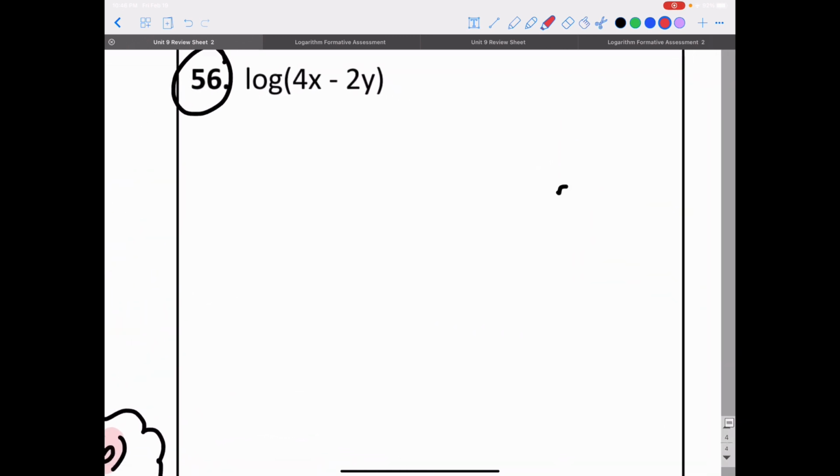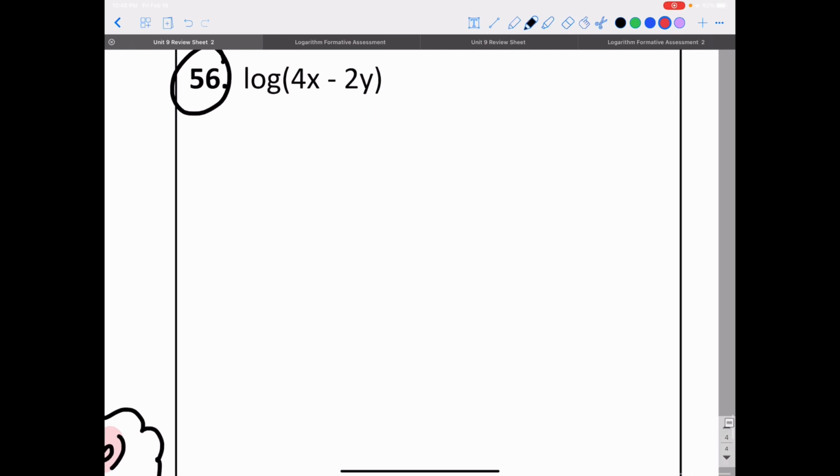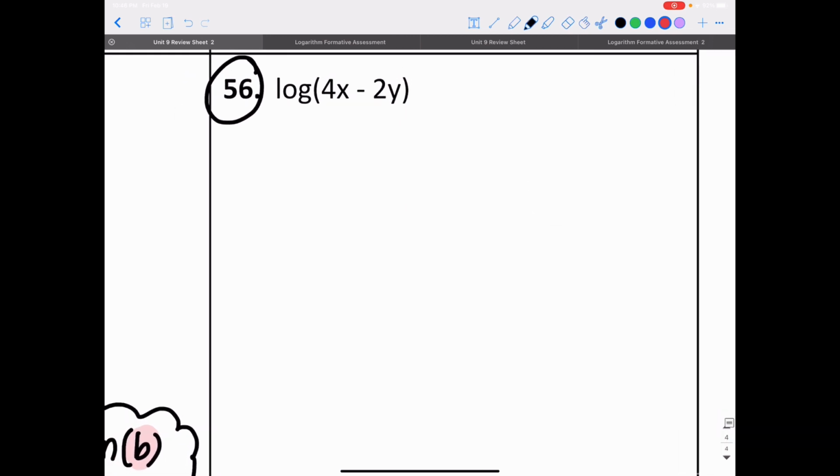For 56, I have log of 4x minus 2y. This originally on my review sheet paper said that you couldn't break it down, but you actually can, because you can change what's inside to multiplication or division. In this case, you can change it to multiplication because you can factor what's inside here. I share a 2 in common between the 4x and the 2y, so I'm going to take out a 2. I'll have 2 times 2x minus y, and that's what's inside of the logarithm.